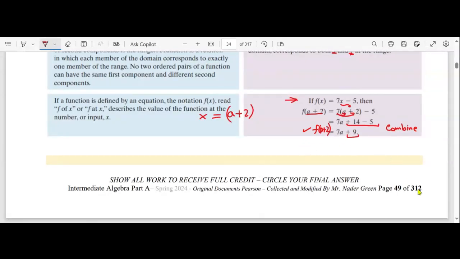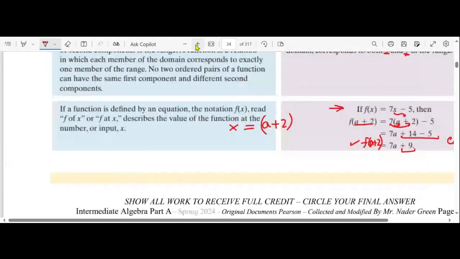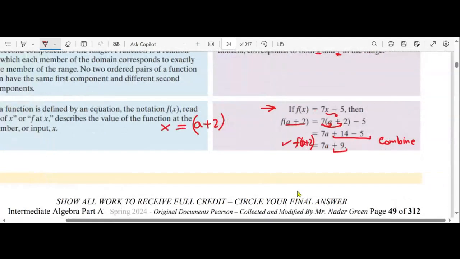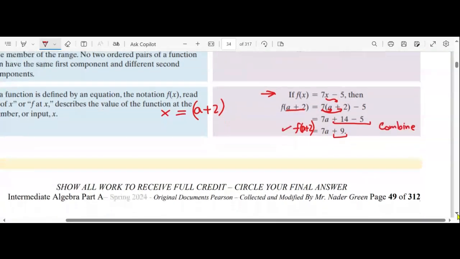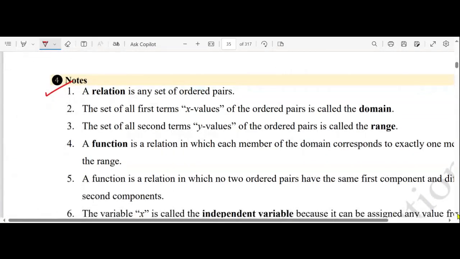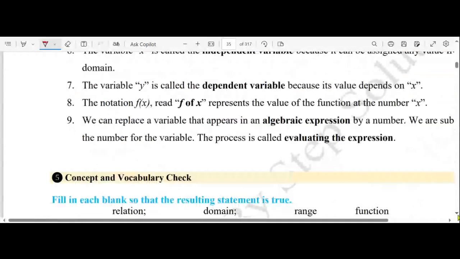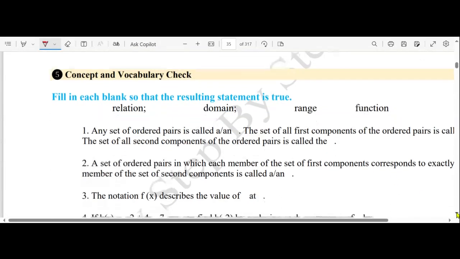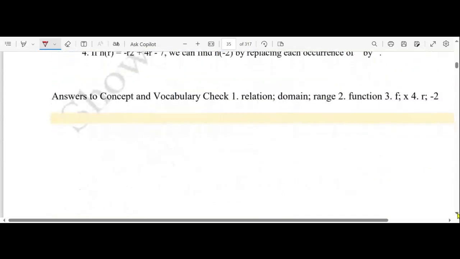Okay? Clear? Move on. Here you have notes. I made notes for you, so go through those notes. Remember the vocabulary that you searched on the internet and in the book to find their meaning. You have four words here. Fill in each blank so that the resulting statement is true. That's your assignment.